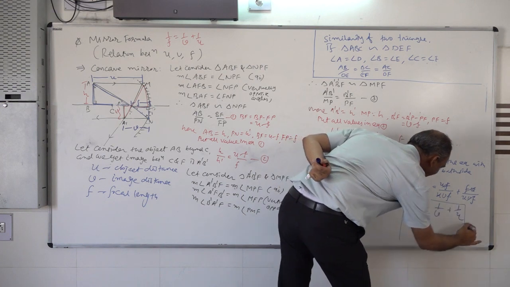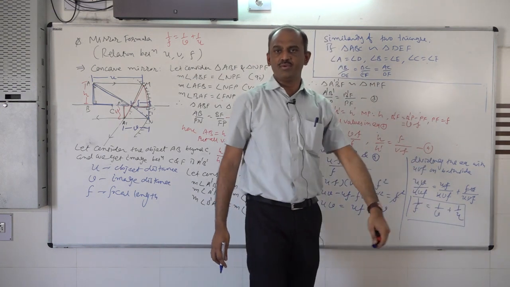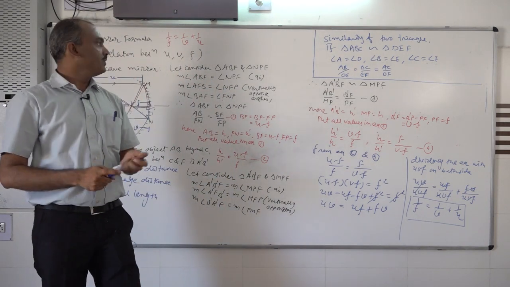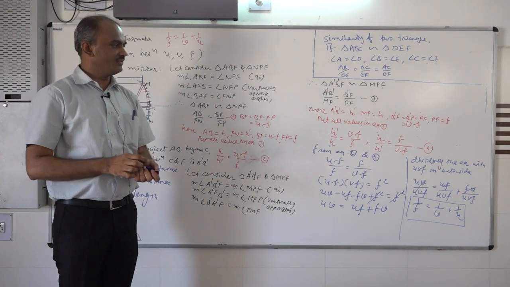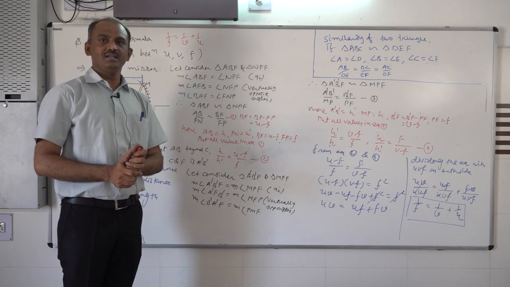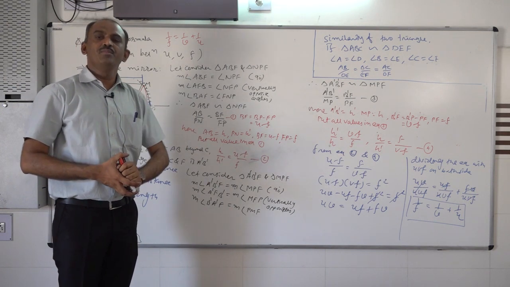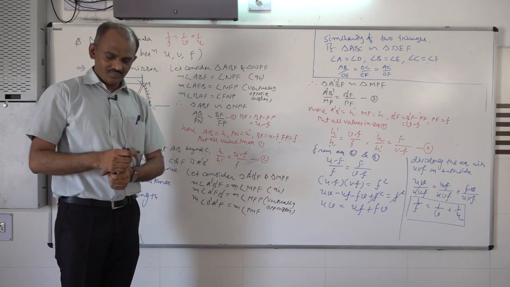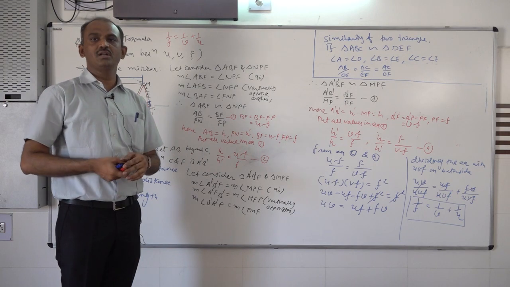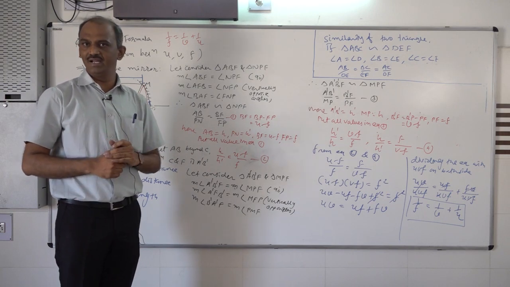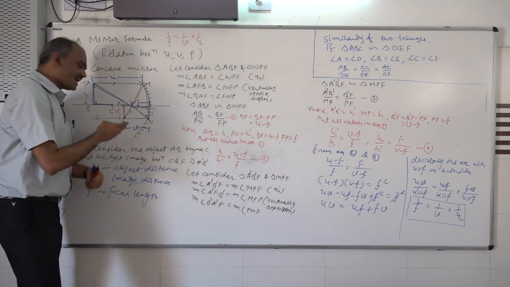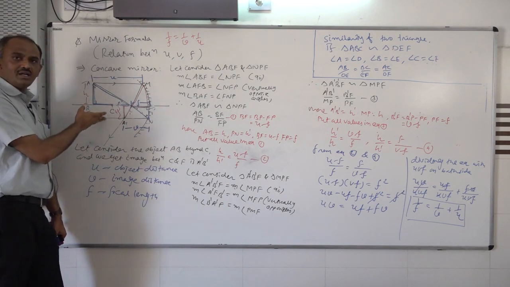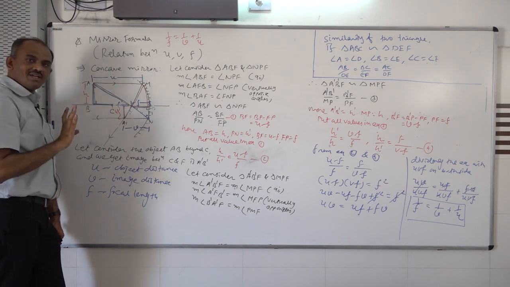So this we are getting is the mirror formula: 1 upon F is equal to 1 upon V plus 1 upon U. We wanted this relationship, so we are getting this relationship. This formula is known as the mirror formula. It is a very important formula, and it is useful to solve all numericals based on spherical mirror. Here we are considering the case of concave mirror, but whether we take concave mirror or convex mirror, the formula we get is the same.